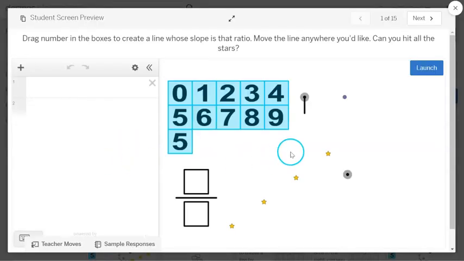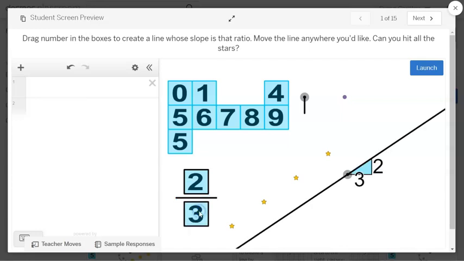So they're going to drag these numbers into here. So they're looking here, and you see they don't even have a grid. So they're just estimating the slope from the graph. So rise over run is what a lot of them are going to say, but I always say change in y over change in x. Let's say this is 2. This might be 3. I don't really know. That looks pretty good.